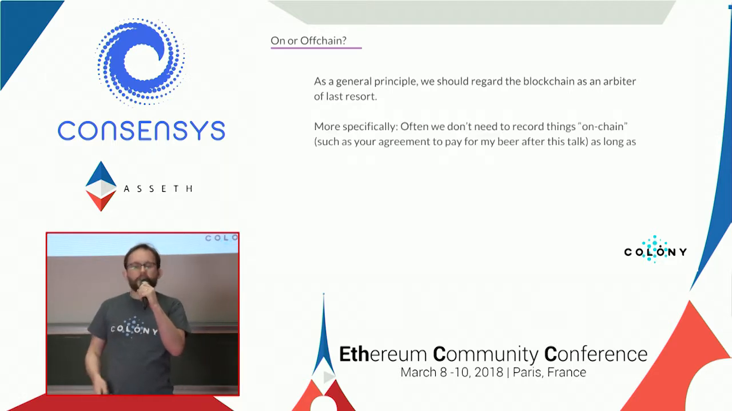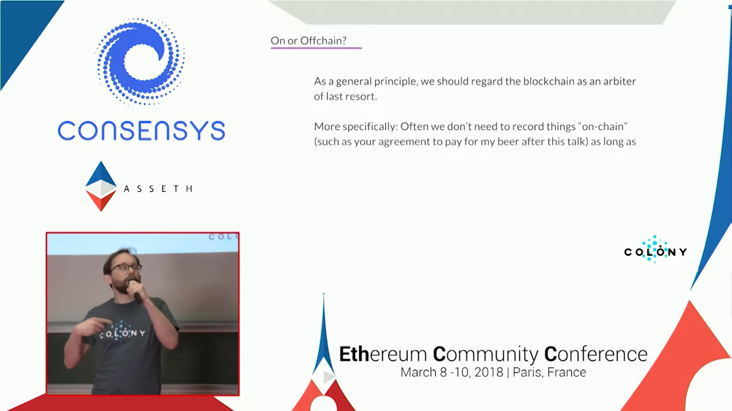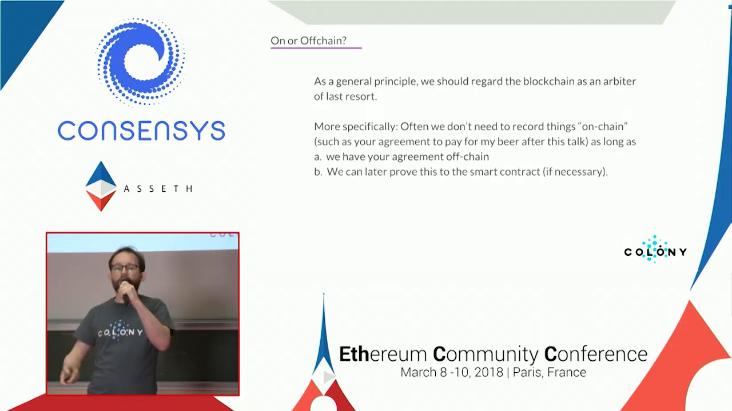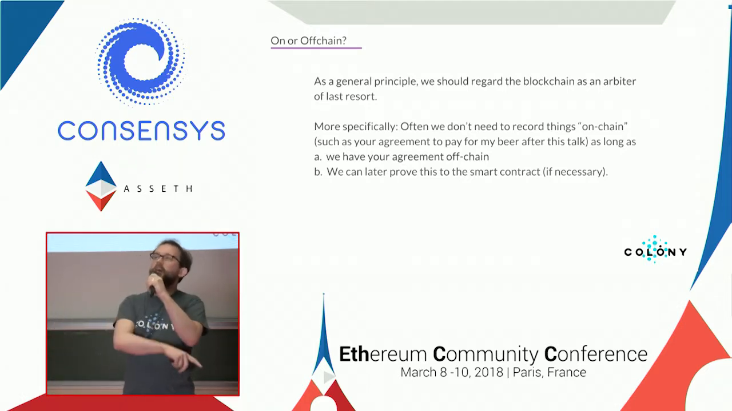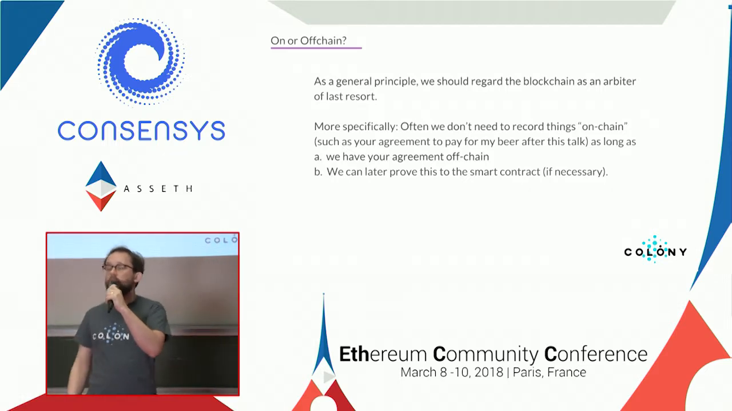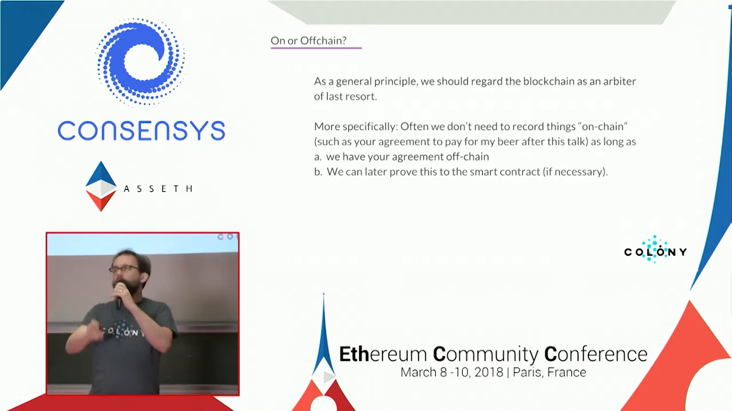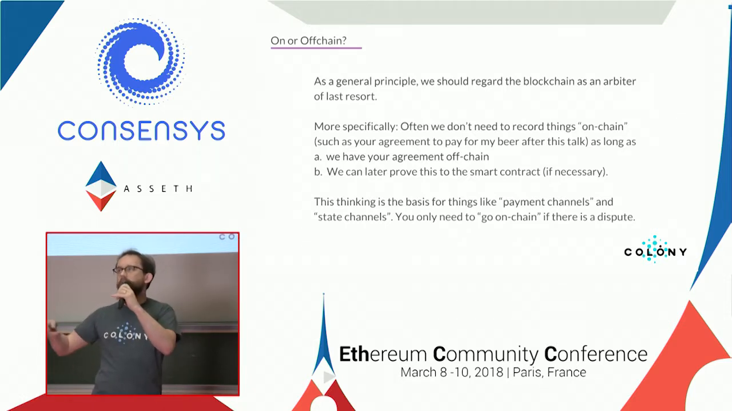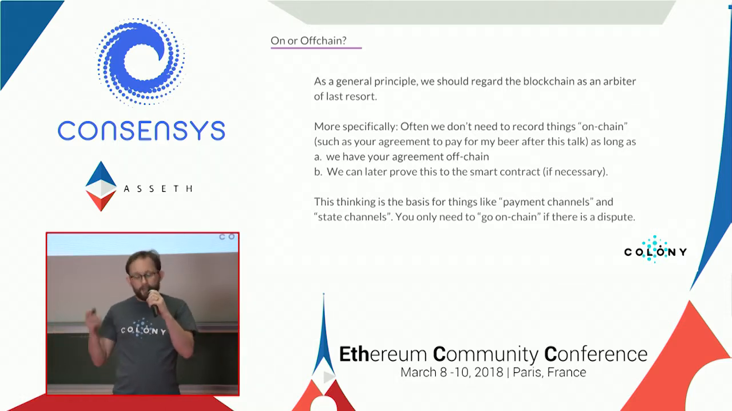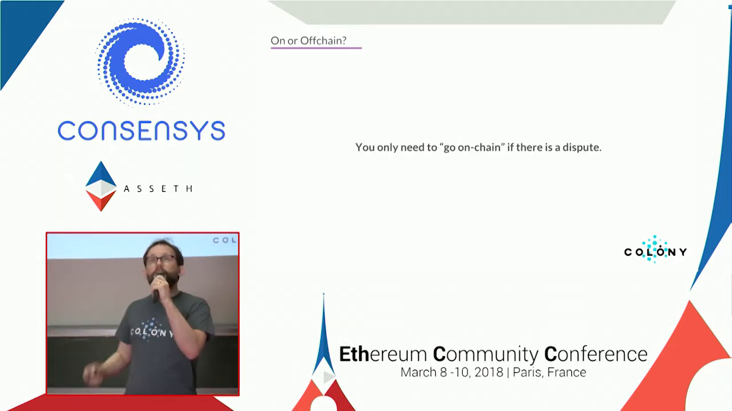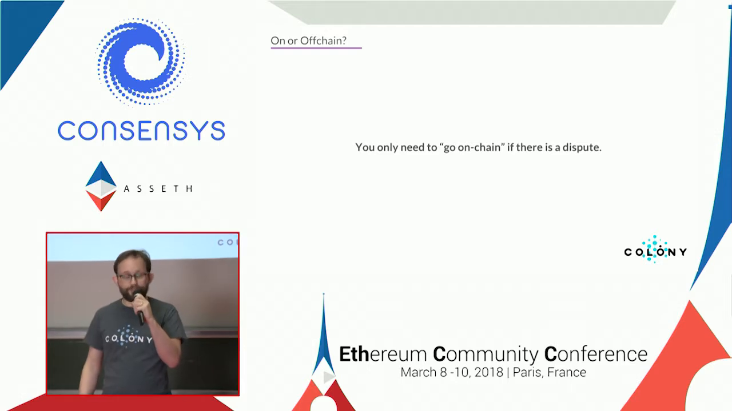So one example is if you agree to buy me a beer after this talk, we don't have to go to the blockchain as long as two things hold. One of them is we have an agreement off-chain, and the other one is I can prove it off-chain afterwards if I have to, i.e. if you refuse to buy me a beer. I mean, this is a simplified version, but you'll recognize this is the main thinking behind payment channels, state channels, and all the rest. And the principle is important, so it's in bold. You only go on-chain if there's a dispute, not unnecessarily.